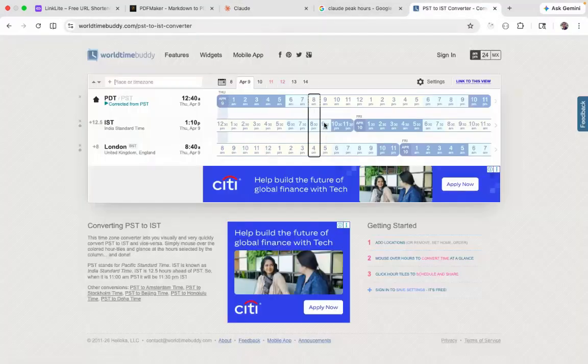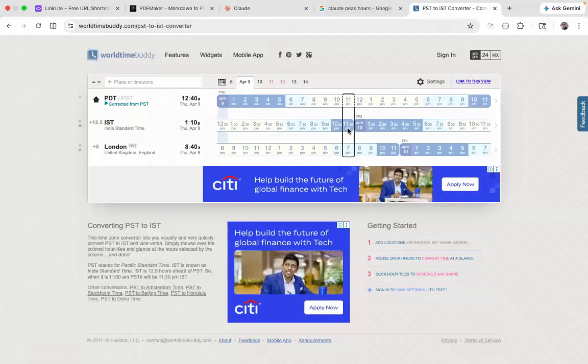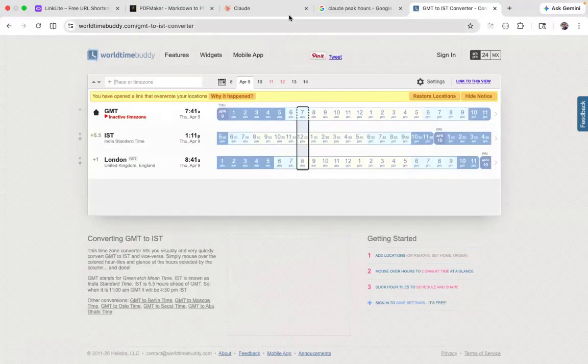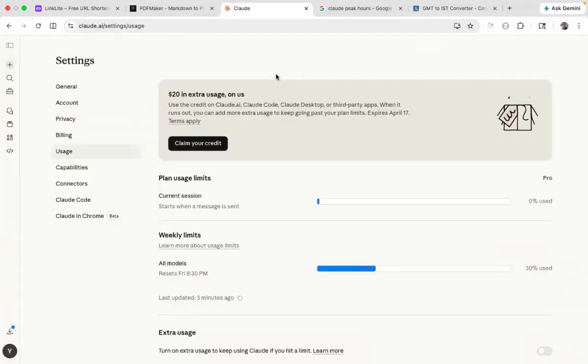Always try to use Claude Code outside this 5:30 p.m. to 11:30 p.m. if you are in the IST time zone or India time. During peak hour, you should avoid using Claude Code if you are using for your personal project. If you are using for company project, you don't have any other way. But for personal project, we have limited usage. So if you don't want to reach limits faster, avoid using peak hours time. So that is very important.